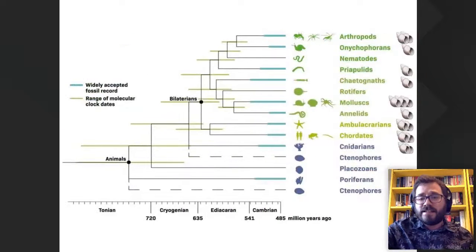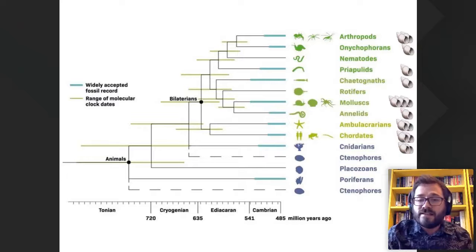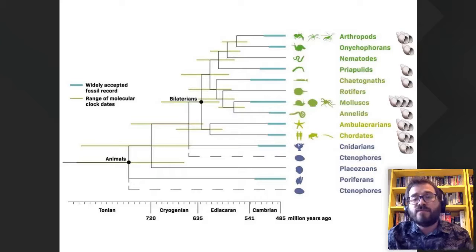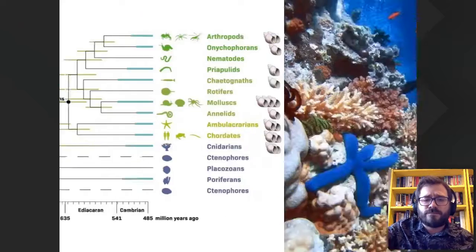And I've added in here examples of animals that bear skeletons, with some rough idea based on the number of these shell emojis as to how diverse and numerous those skeletons are. And the point that I'm trying to make here is that animals with skeletons are all the way across the animal tree of life. Lots of different animals use their skeletons in lots of different ways.